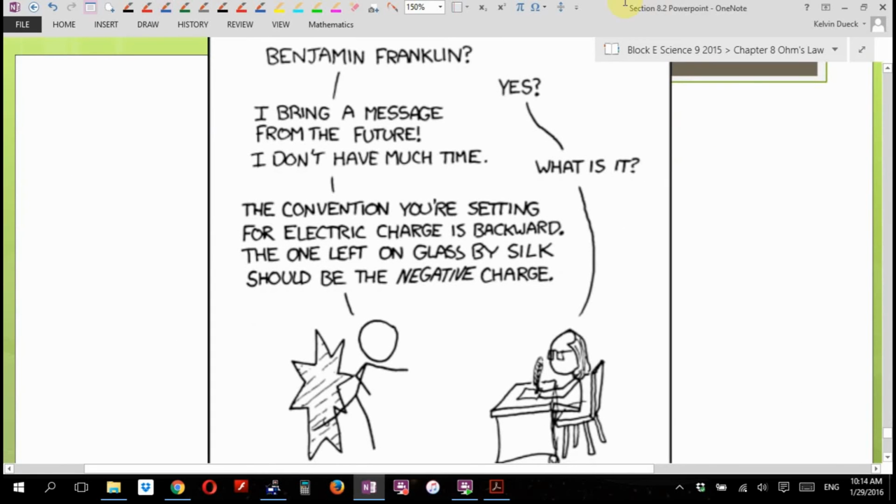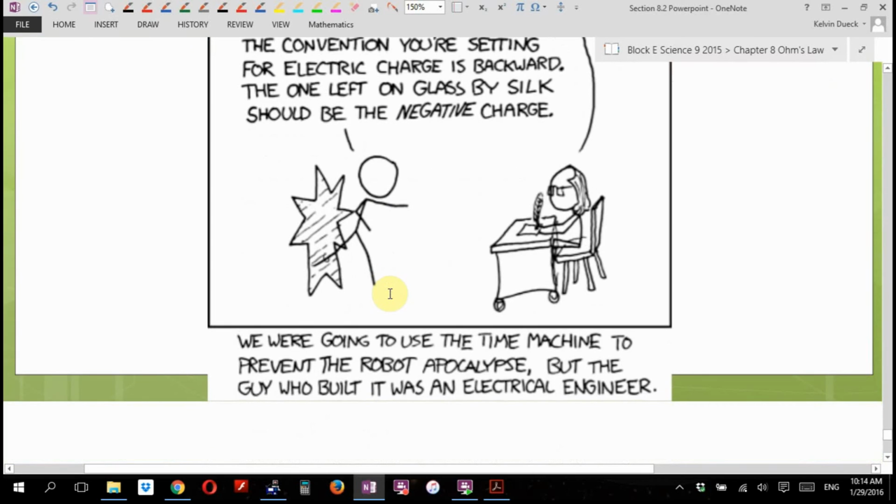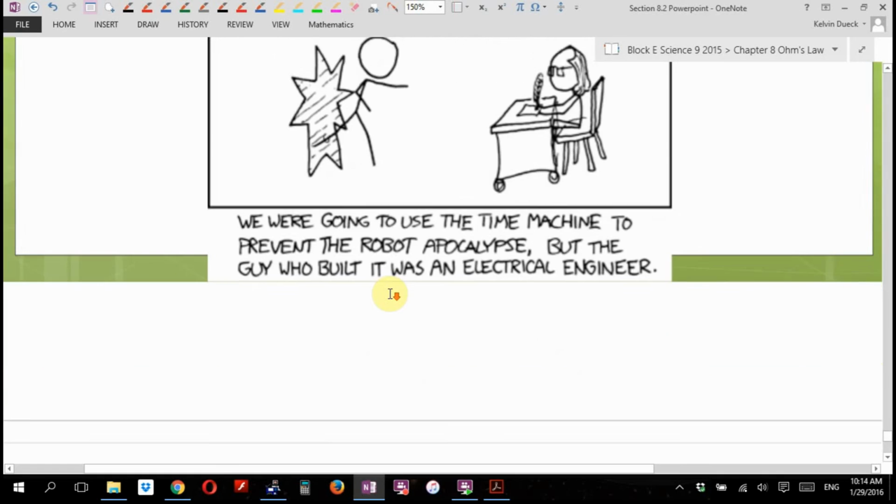Benjamin Franklin. Yes? I bring a message from the future. I don't have much time. What is it? The convention you're setting for electric charge is backwards. The one left on glass by silk should be the negative charge. We were going to use the time machine to prevent the robot apocalypse, but the guy who built it was an electrical engineer. It drives electrical guys crazy that it's backwards. So much nicer for us. Anyways.